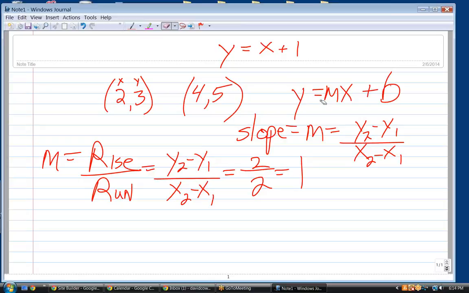Okay? So there's a definite method whenever they give you 2 points and they want the equation of the line. First thing, solve for slope. Second thing, pick one of those points, substitute it for y and x with the known slope, and then solve for b. That's it. Every time, do exactly the same.